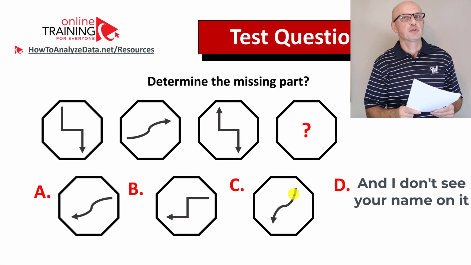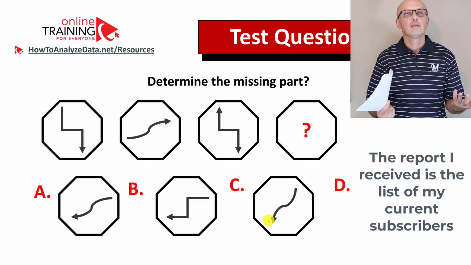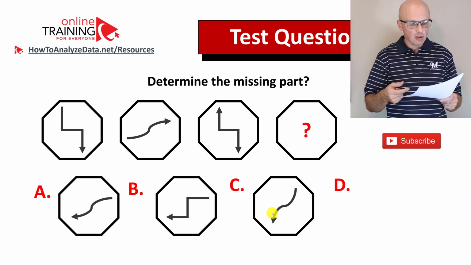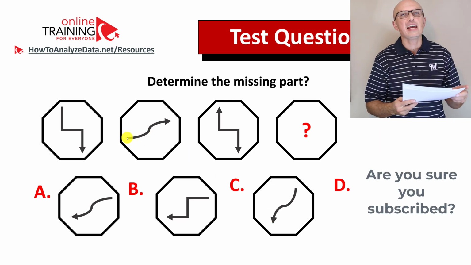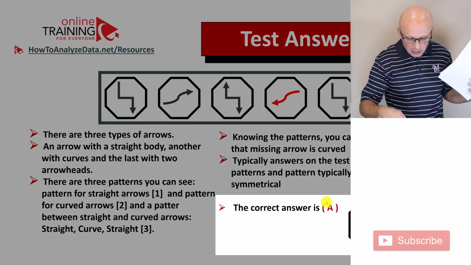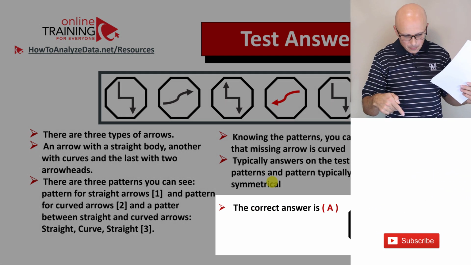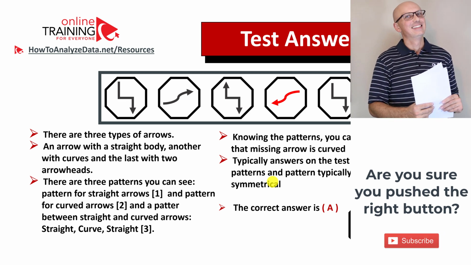But as you can see, there are at least 2 curved arrows. And typically the pattern on the test is symmetry. So the arrow in choice C is not symmetrical to the arrow in the shape 2. This is why the correct answer here is choice A. Hopefully you've nailed this question, or in case you didn't, now you would know how to answer similar problems on the test.